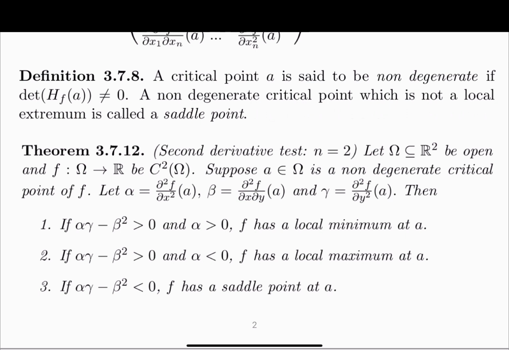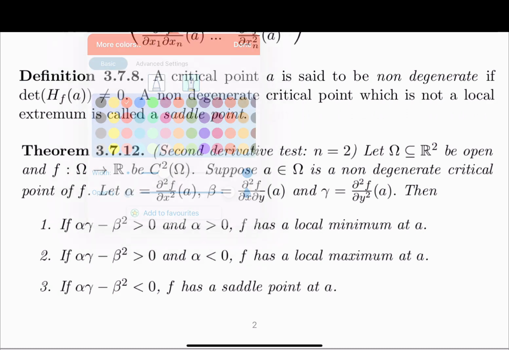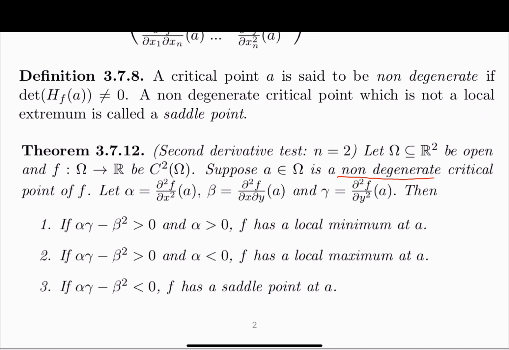This is for n equals 2, where we can easily check. Let f be a function from Omega, an open subset of R2, to R. Let f be a C2 function, because we need the partial derivatives to exist up to order 2. And let a be a non-degenerate point. This is important. Let alpha be the second partial derivative of f with respect to x, beta the mixed partial derivative with respect to y and x, and gamma the second partial derivative with respect to y.